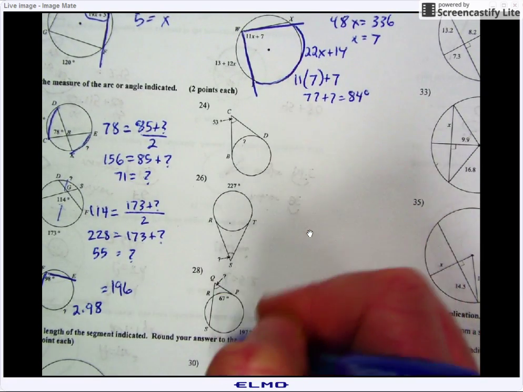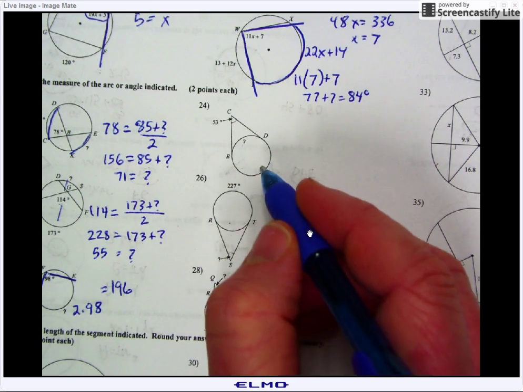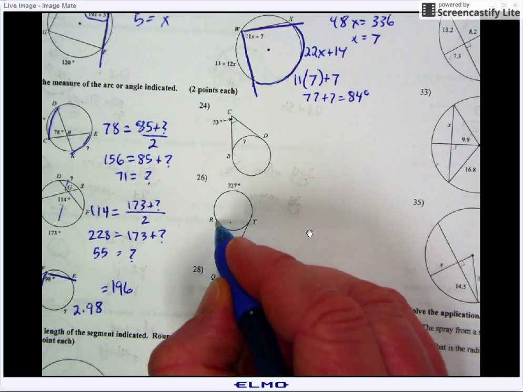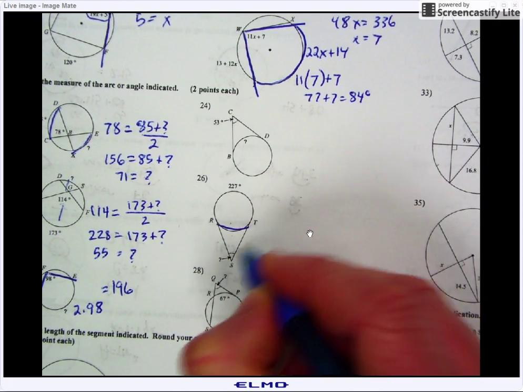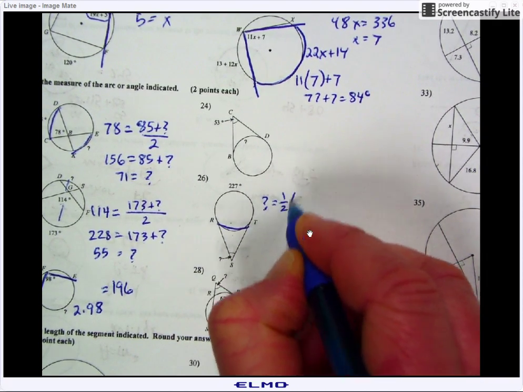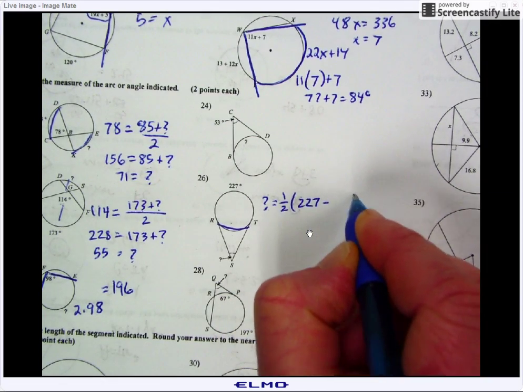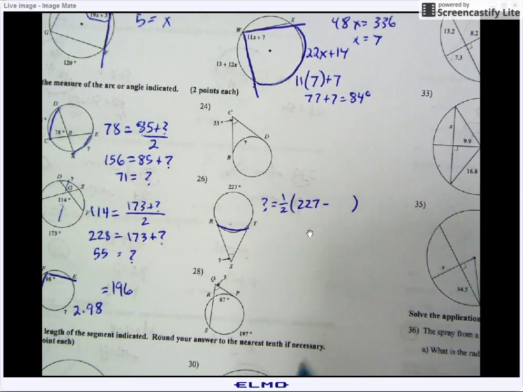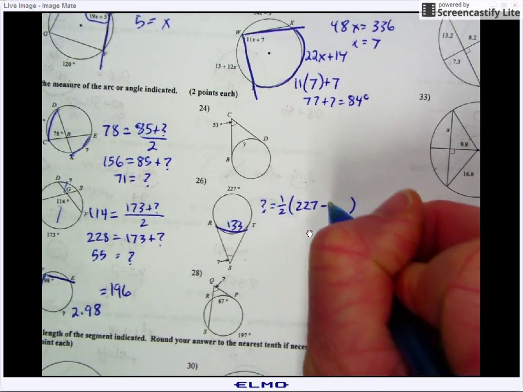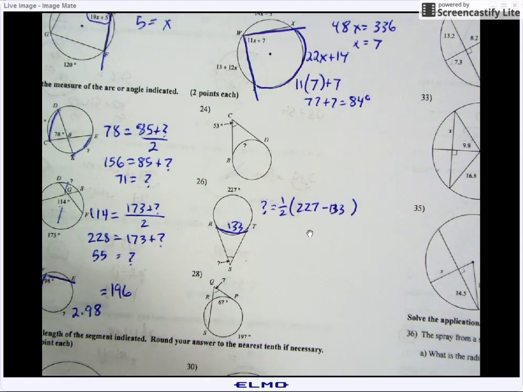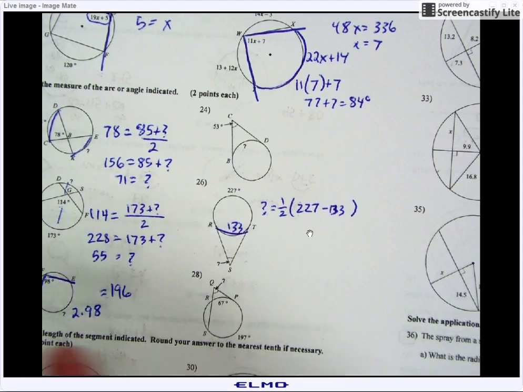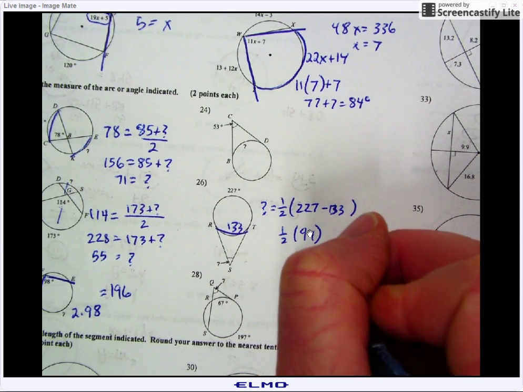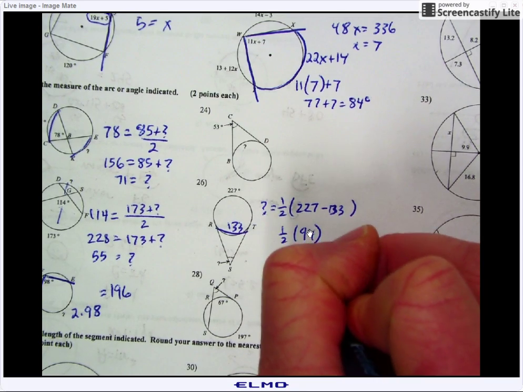Now we have these are all outside the circle, which means they're half of the arc they intercept. We're going to start with 26. It's a little bit easier. I don't know this arc, but I know that my angle I'm trying to find is half of 227 minus that missing arc. Well, these add up to 360. So 360 minus 227 gives me 133. So 227 minus 133 is 94. Half of 94 is 47.